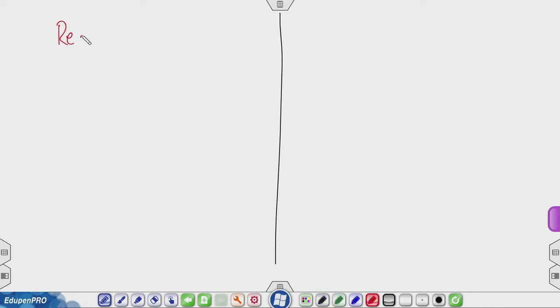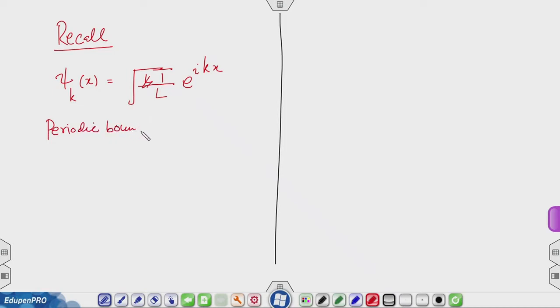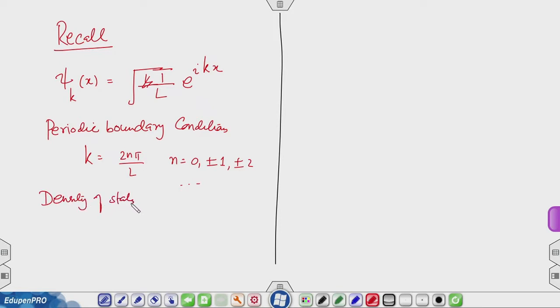So, just a quick recall that in 1D I had psi_k(x) equals square root of 1 over L times e raised to i k x, and we had applied periodic boundary conditions that gave k equals 2 n pi over L, where n equals 0, plus minus 1, plus minus 2, and so on. And the density of states in k was L over 2 pi. And then we introduced ideas like k_F, epsilon_F, and density of states in energy.